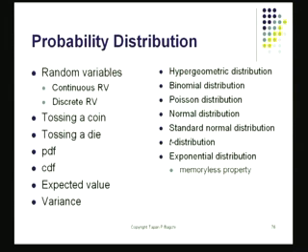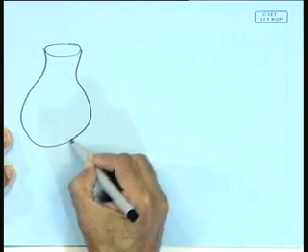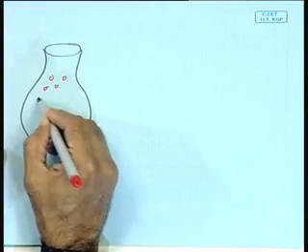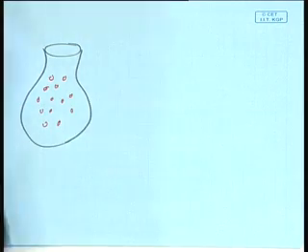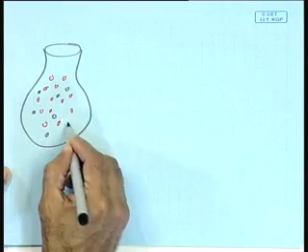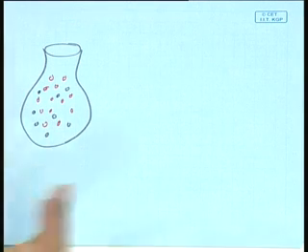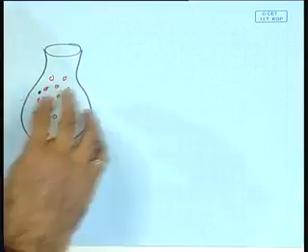I have a jar and I am going to be drawing it here. I have a jar and the jar contains some red balls and some black balls. Let us say this jar is our total production. The red ones are the defective items and the black ones are the okay items. Now, this quantity being too large, I am not really able to test everything.